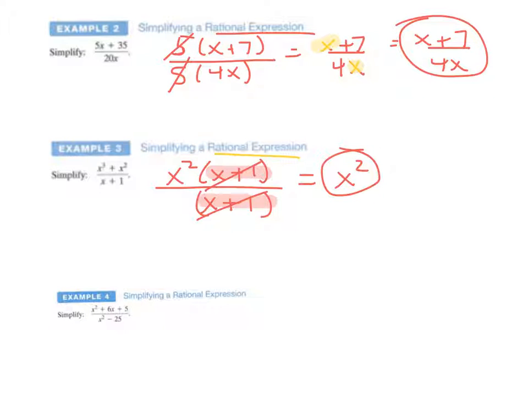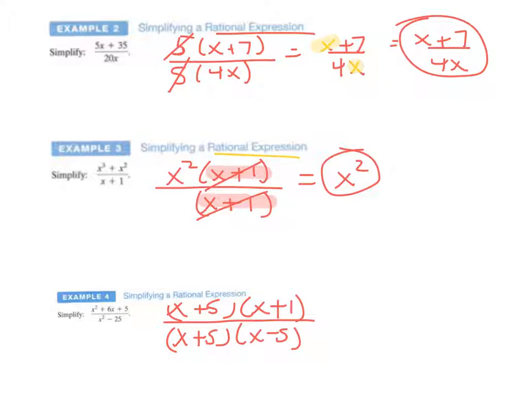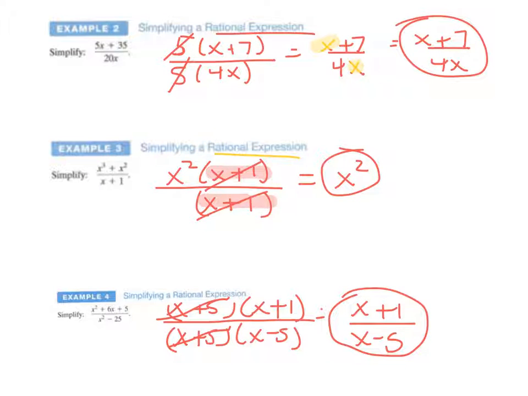Let's look at the last one. So I'm going to factor the numerator. So x plus 5, x plus 1 gives me 5 multiplied and 6 in the middle. And then on the bottom, that's the difference of squares. So x plus 5 and x minus 5. I always put in parentheses so I can tell what goes with what. And if you look, the x plus 5 and x plus 5 are identical, so they cancel out. What's left over is x plus 1 over x minus 5. And there's my simplified expression.